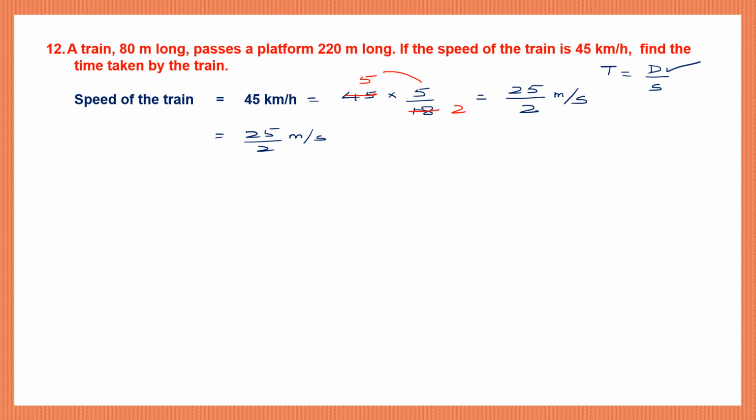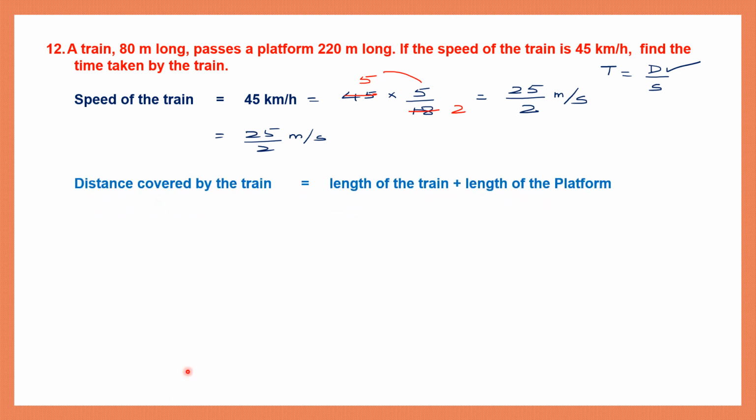Let's continue. Now keep this point in mind that the distance covered by a train when it is passing a platform will be the length of the train plus the length of the platform. And remember, we need to find distance, so we're going to make use of this formula. So here distance covered by the train is length of the train, which is 80 meters, plus the length of the platform, which is 220 meters. 80 meters plus 220 will be 300 meters. So this is the distance covered by the train.